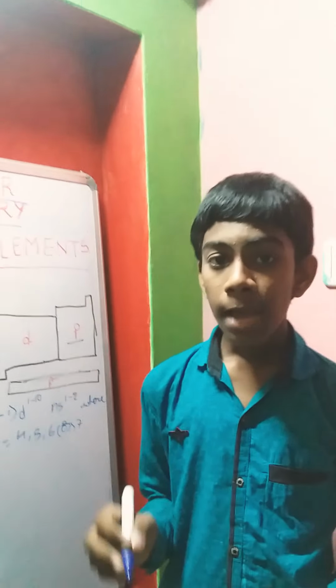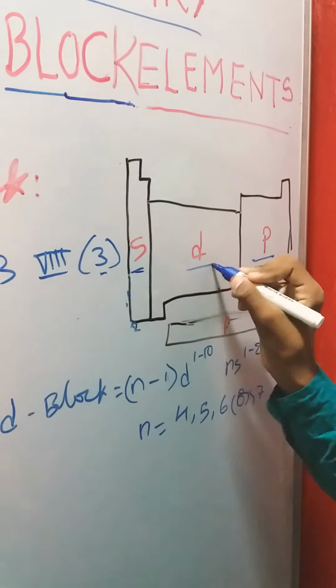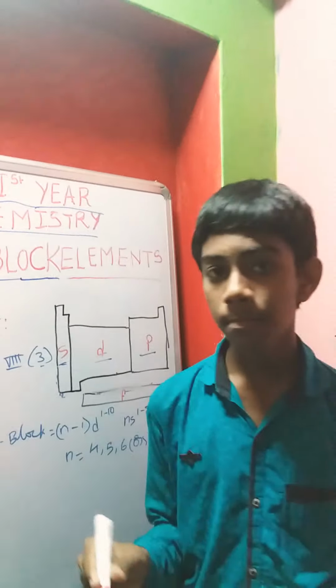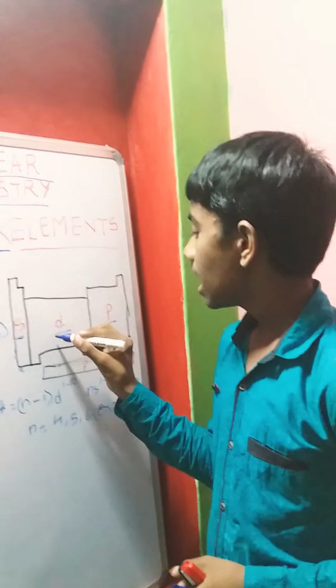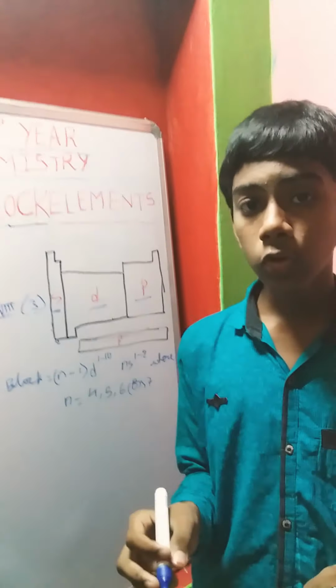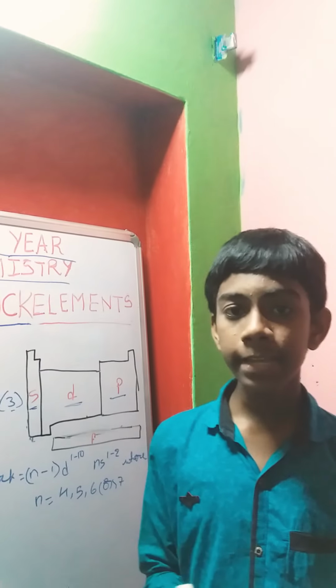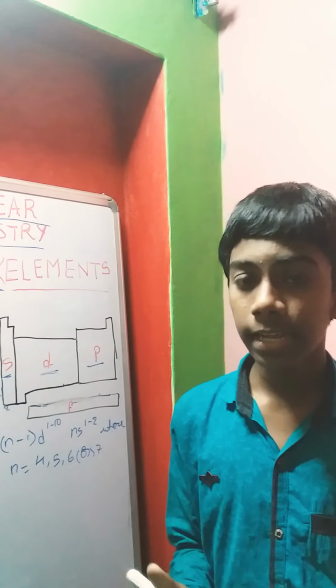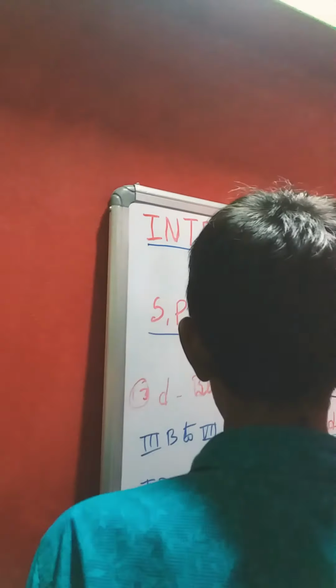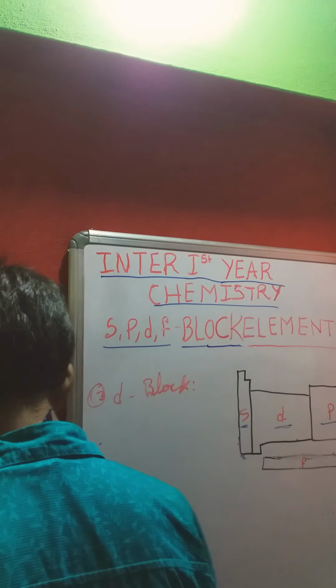These elements are placed in between the S block and P block elements in the periodic table. In this block, elements are divided into 4 series, and each series contains 10 elements except the 6D series.